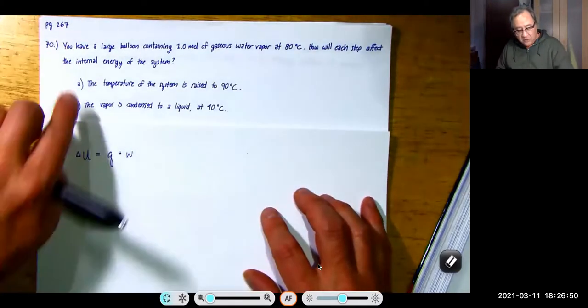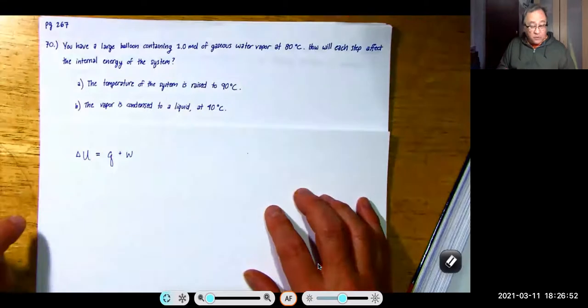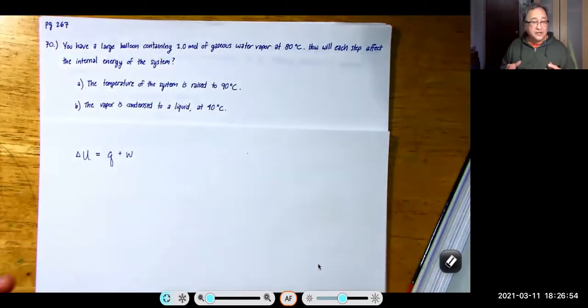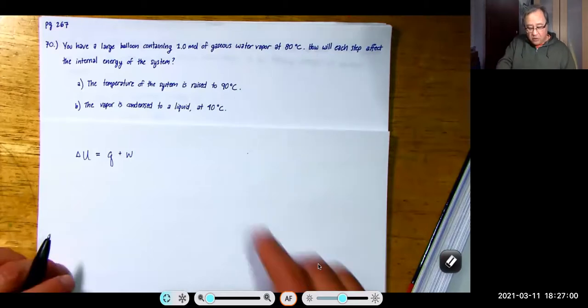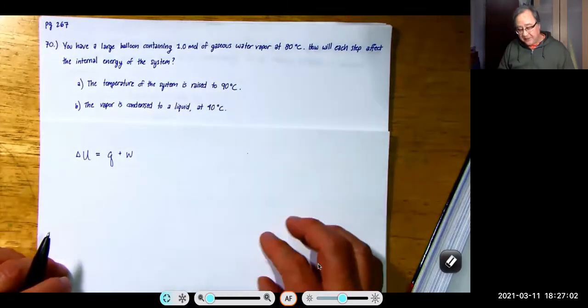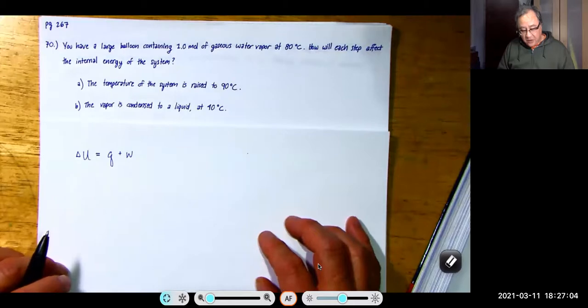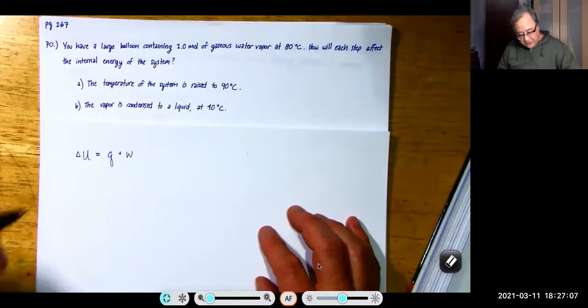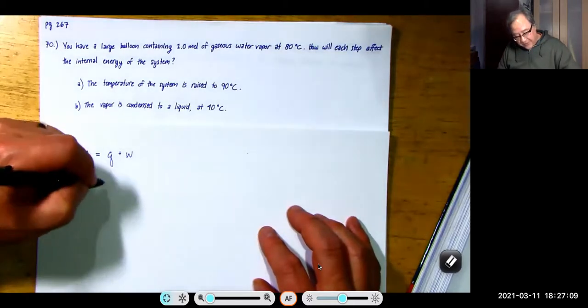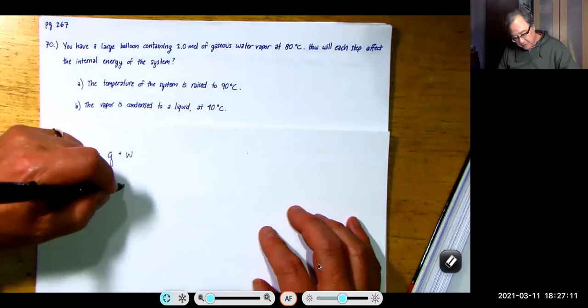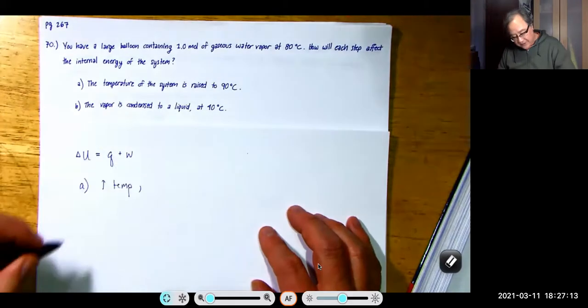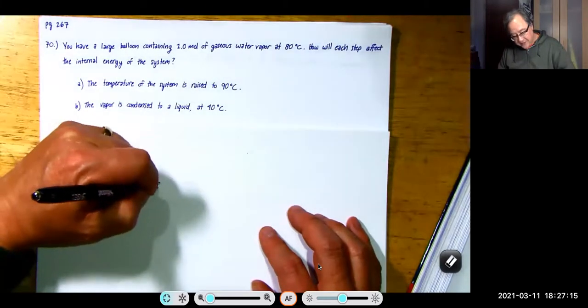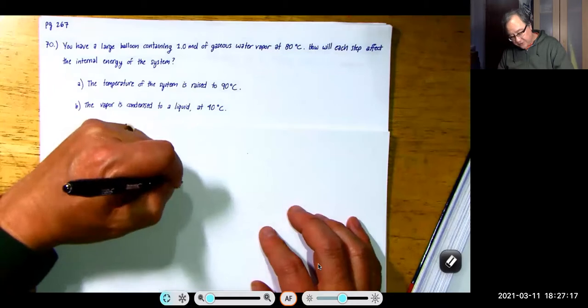You have a large balloon containing 1 mole of gaseous water vapor at 80 degrees Celsius. For this balloon, we're going to assume that the balloon is flexible, it's easy to expand or contract, so it's more like a large bag. For step A, what's going to happen when you raise the temp? When you raise the temp, you're going to increase the heat, which means you're going to increase the internal energy.